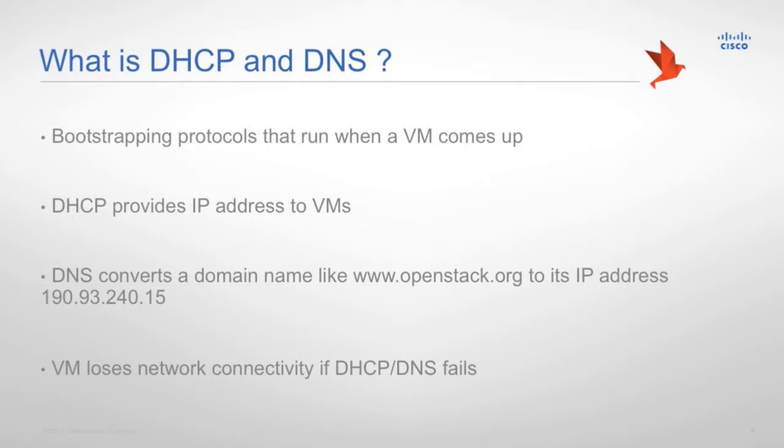So what is DHCP and DNS? They're basically bootstrapping protocols that run when a VM comes up. So when a VM comes up, it's going to send DHCP discover, and then the DHCP server is going to reply with an offer, and then the client is going to request the IP address, and then the lease is issued with a particular expiry time. And then DNS converts a domain name like openstack.org to its IP address. And they're very important in any VM. If they're down, then the VM loses network connectivity and pretty much cannot be accessed.